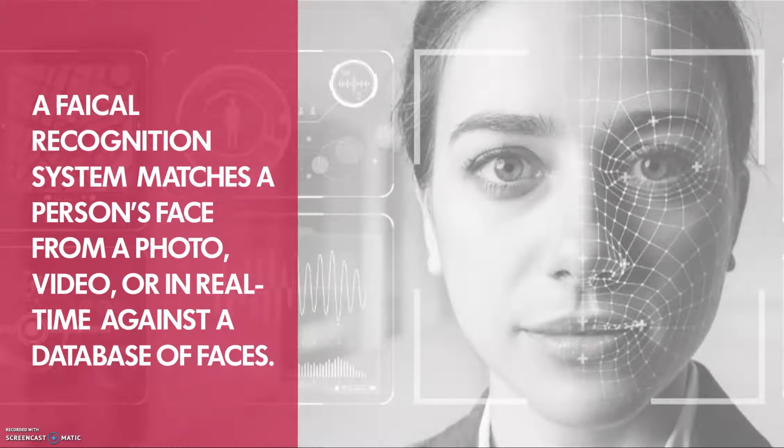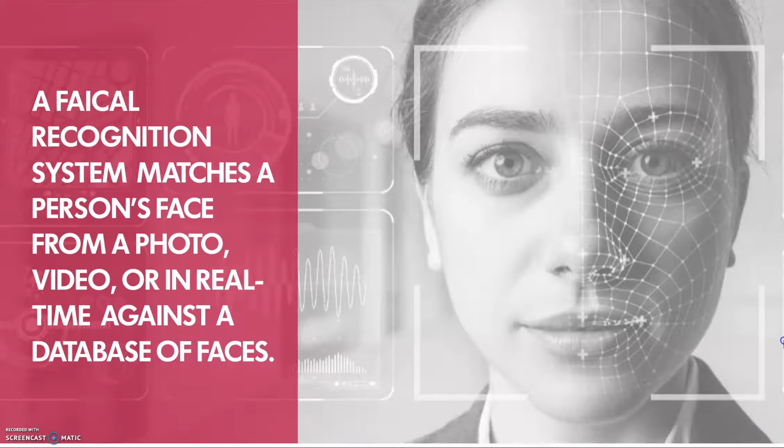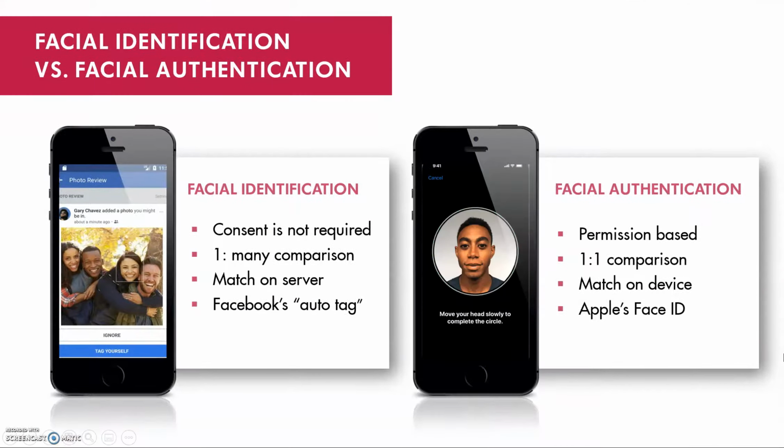A facial recognition system is a type of biometrics that matches a person's face from a photo, video, or in real time against a database of faces. And facial recognition systems can be used for identification or authentication purposes.